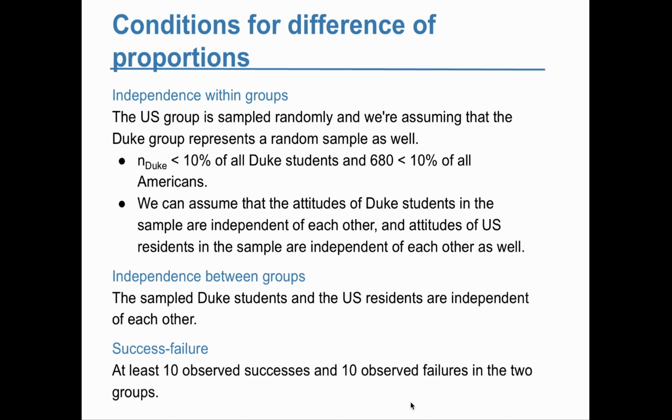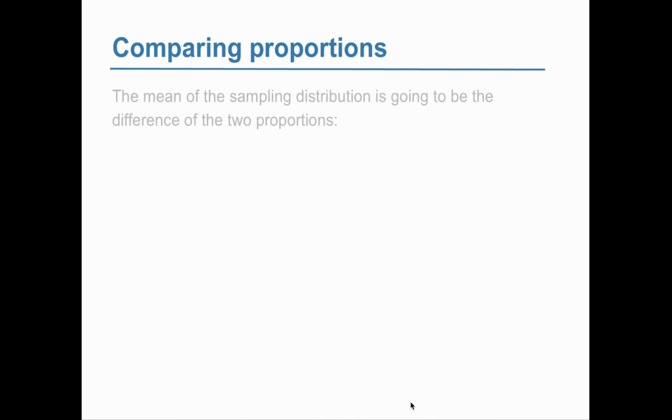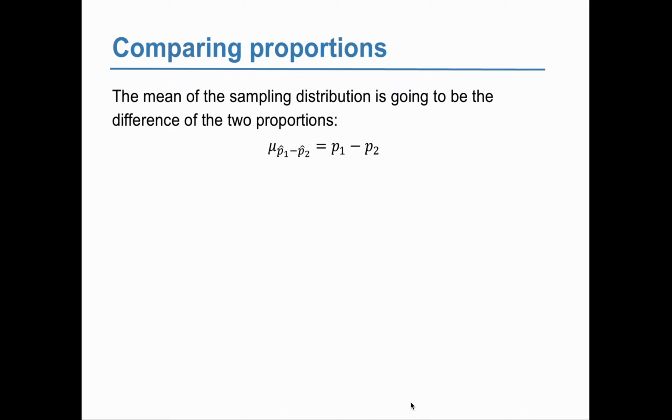And so this is our large counts condition. At least 10 observed successes and observed failures in the two groups. So we don't have a single proportion where we can do np and n(1 minus p). So at least 10 observed successes and observed failures. The mean of the sampling distribution is going to be the difference of the two proportions.